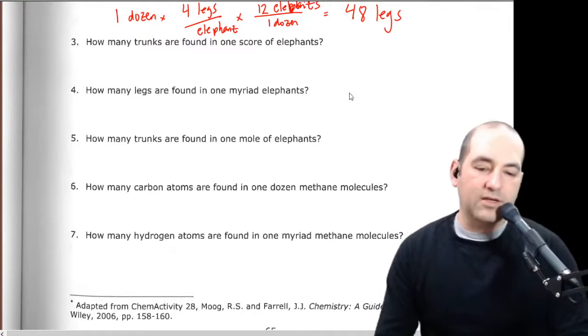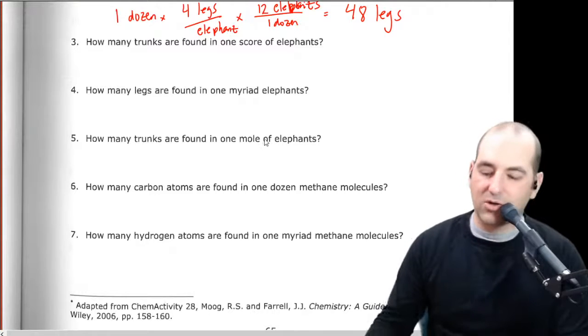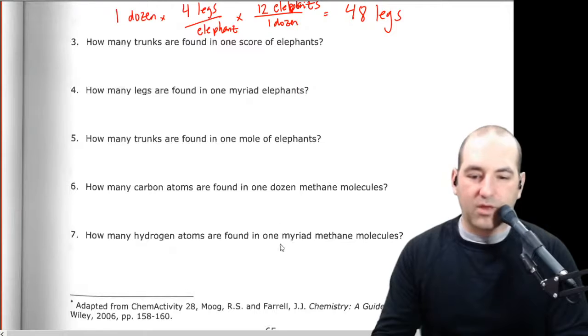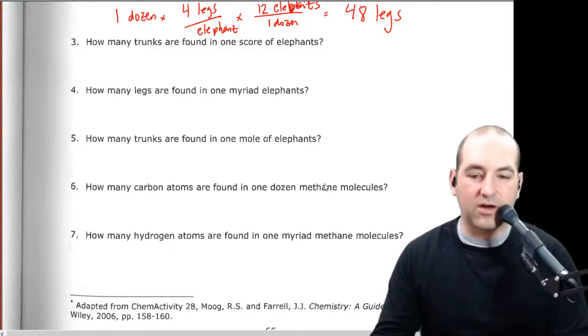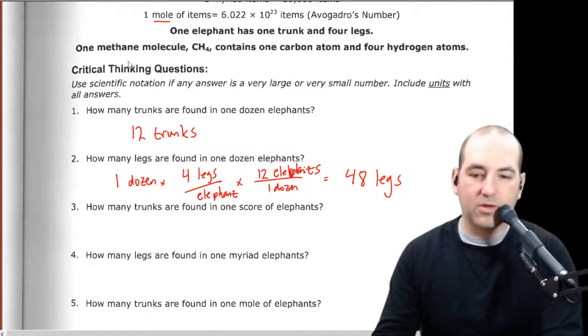So the point of dealing with these elephants and legs and dozens and scores is that when we move up to atoms and moles, it's not going to be any different. So how many carbon atoms are found in 1 dozen methane molecules? That's really just like asking how many trunks are found in 1 dozen elephants, because there's 1 carbon atom per methane molecule. We found that up here. 1 carbon atom per methane molecule.